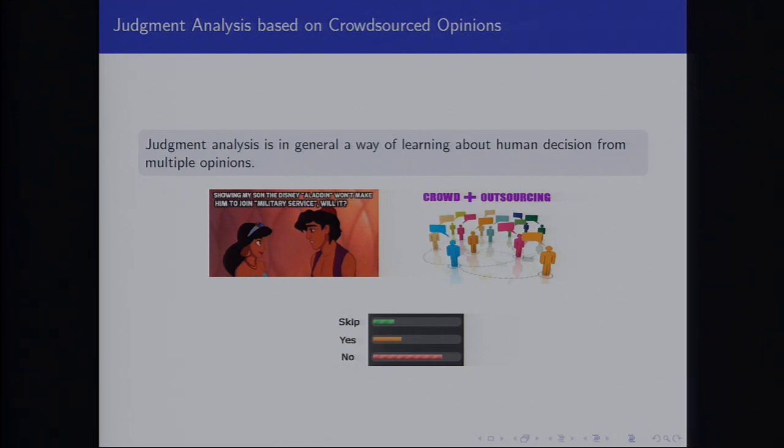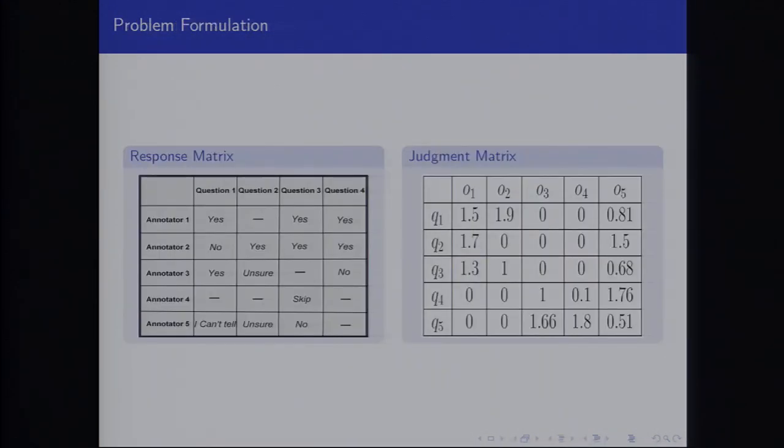Judgment analysis is basically a general way of learning about human decisions from multiple opinions. On the left-hand side you can see a response matrix where the annotators are row-wise and questions are column-wise, and the cell value denotes the opinion of an annotator over a question. Here there are 5 opinions: yes, no, skip, unsure, I can't tell. On the right-hand side there is a judgment matrix, where rows are questions and columns are options. As in the response matrix there are 5 options, and the cell value denotes the weight of a particular option for a particular question.